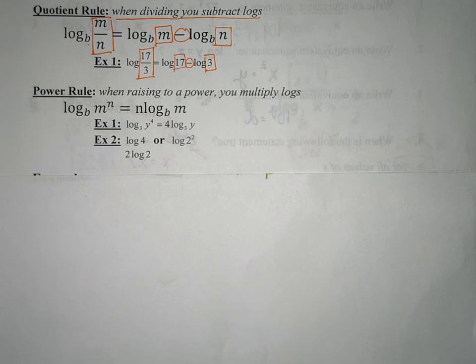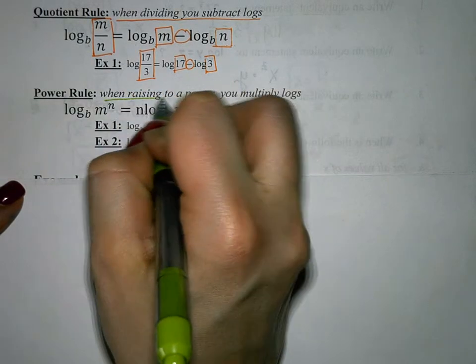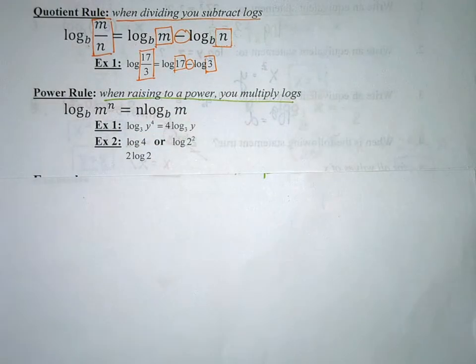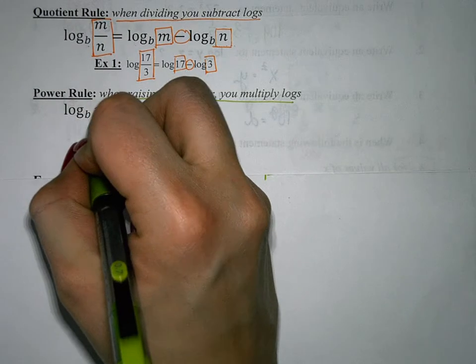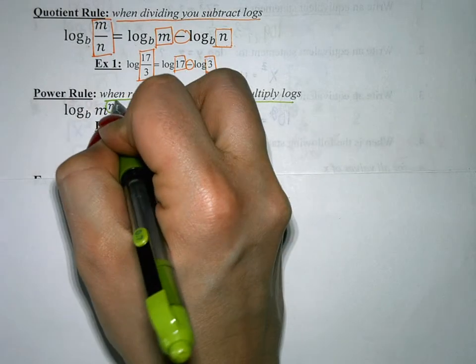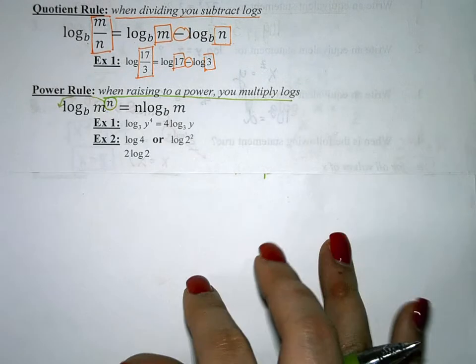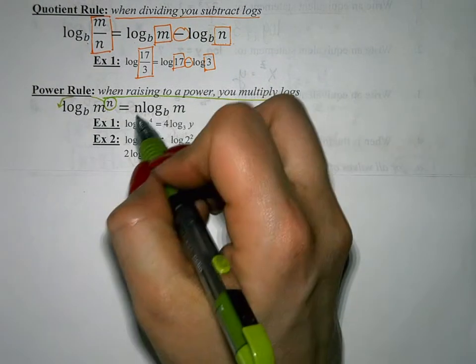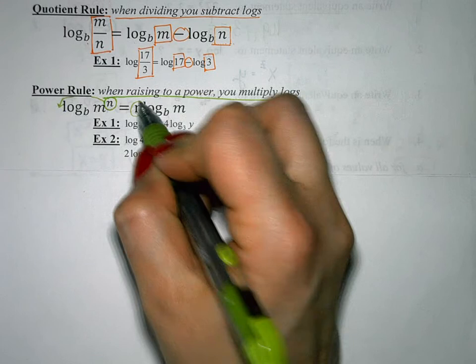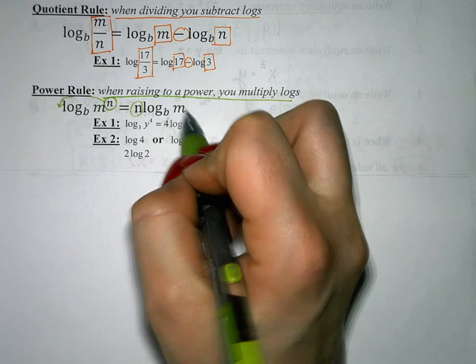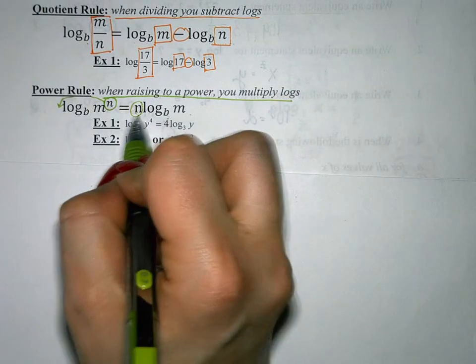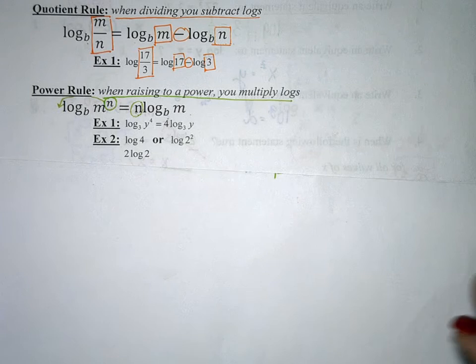The last rule is the power rule. So in exponents, when you raise a power to a power, you multiply those. So with logs, when you raise to a power, you multiply the logs. So if I have log base b of m to a power of n, I bring that power right in front of the log, and I can rewrite it as n log base b of m. So I'm multiplying my power by the actual log.